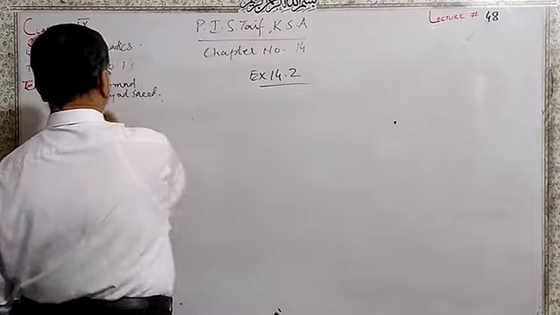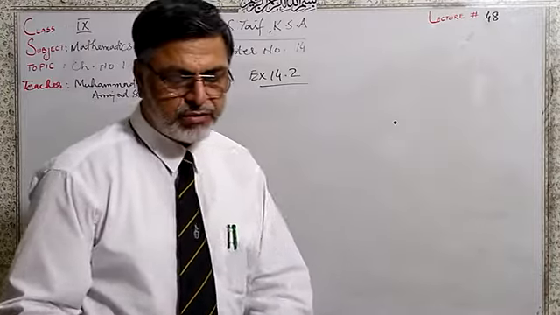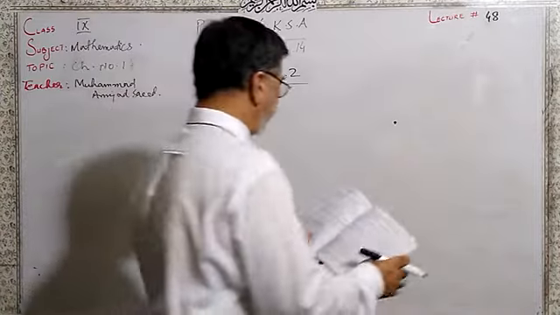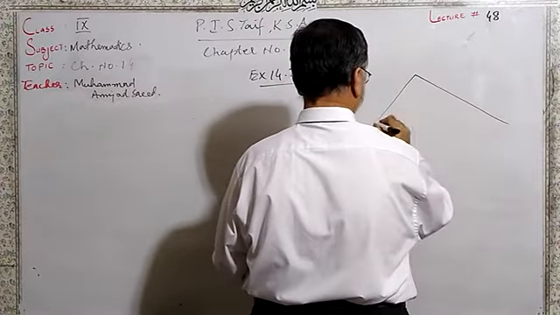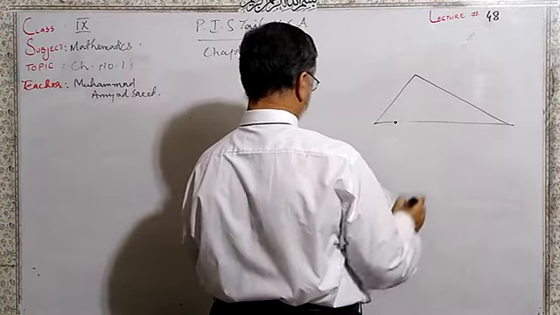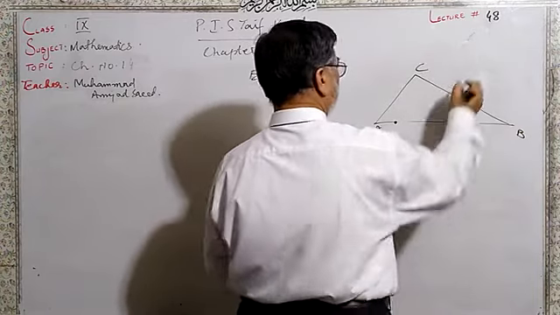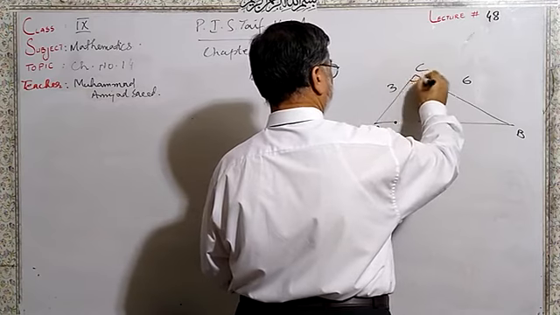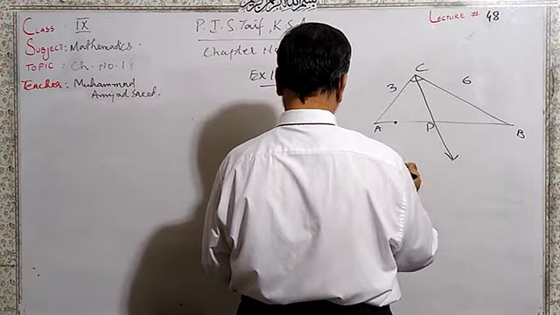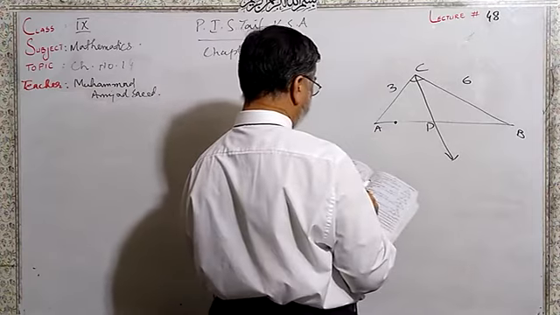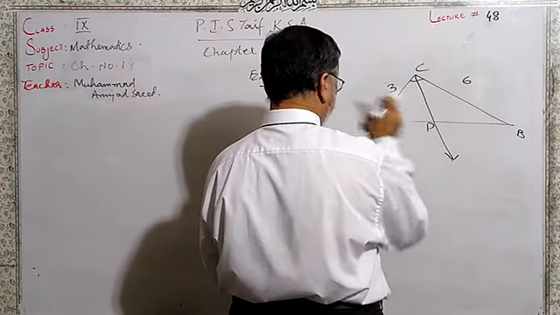Actually, this is an MCQ question, so you have to bring your answer in this way. Question number 2: triangle ABC, where this is 6 and this is 3. That is D. And this is AC is 3, BC is 6 and AB.